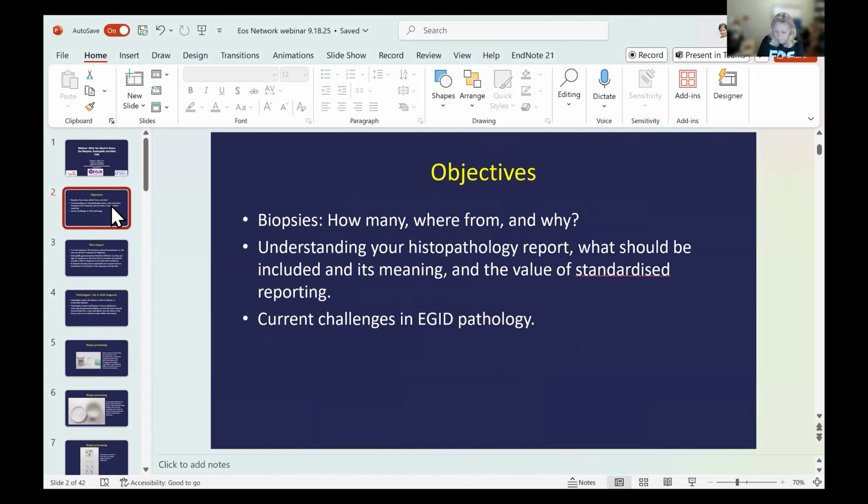Fulfilling the objectives of about biopsies, how many, where from, and why, and what you need to know about your pathology report and the value of standardized reporting, and finally current challenges in EGID pathology.